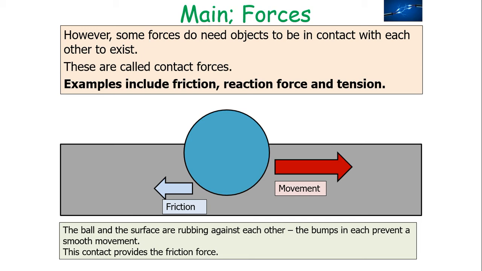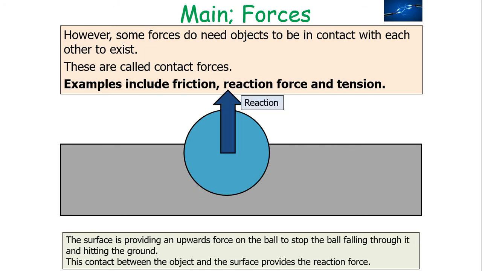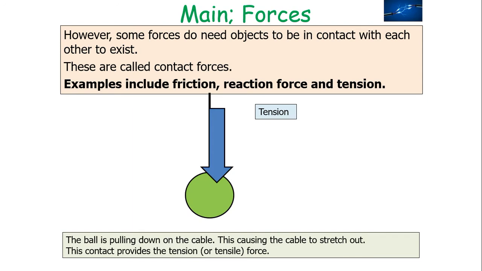Examples include friction, reaction, and tension. When two objects move across each other, the bumps on the surface of each object rub against each other, which produces friction. When an object is pushed on a surface, to stop the object from falling through the surface, there is a force exerted upwards, which is called the reaction force. And if an object is pulling down on a cable, that causes the cable to stretch out, that's called the tension or tensile force.